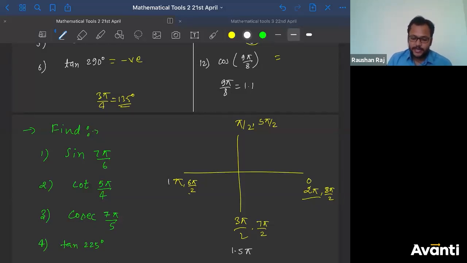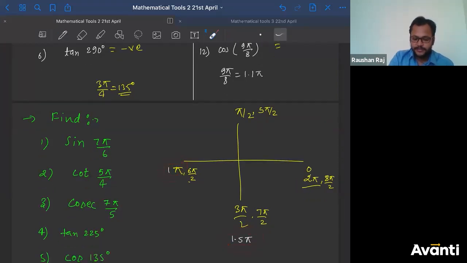Guys, am I clear to all of you? 9 by 8 is what? Approximately 1.1 pi. Now see here, this is 1 pi. This is 1.5 pi. This is what? Less than 1.5 pi, greater than 1 pi. That means somewhere here. That means the answer is in the third quadrant.